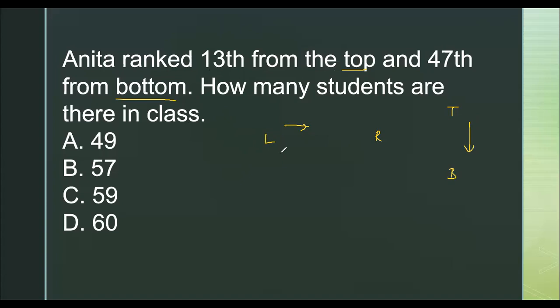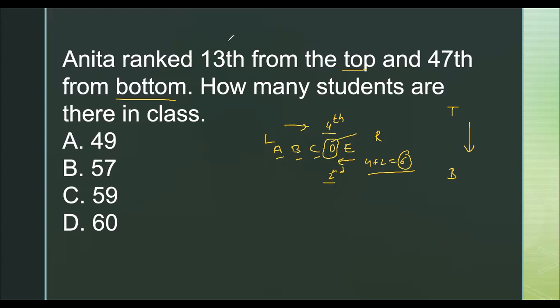Let me explain with the help of a simple example. Let there be 5 students, A, B, C, D, and E. Now I'm saying that from the left hand side, B is at 4th position, and from the right hand side, D is at 2nd position. Now you can see here total members are 5. But if I add the ranks, that means 4 plus 2 is 6. So one number is more. Why is it more? Because we are counting this D twice.